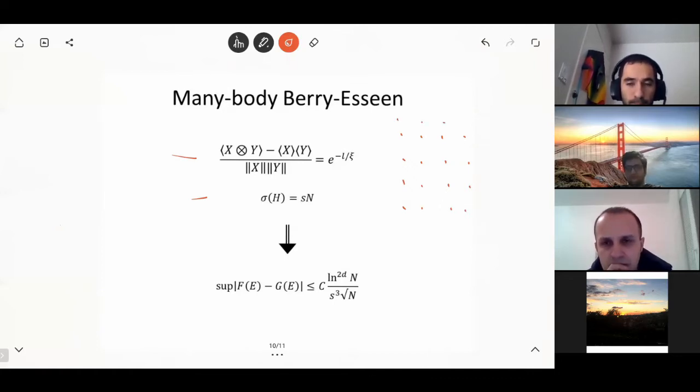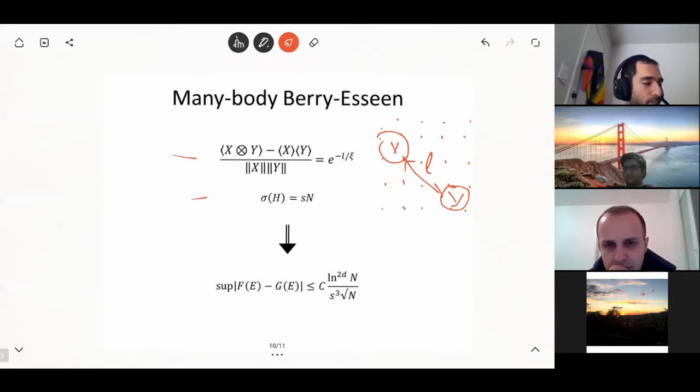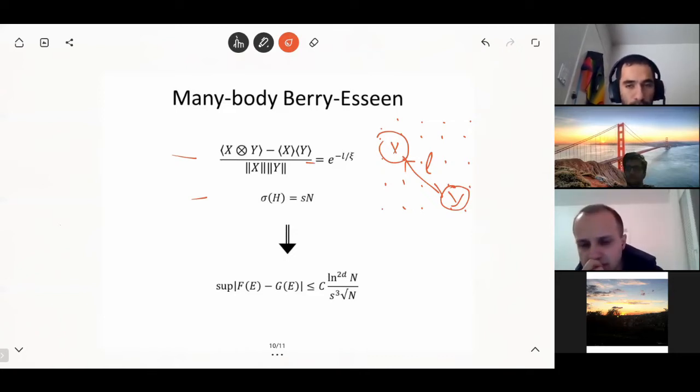And then you have, let's say, two regions. This is region X, and this is region Y. You have two operators, X and Y, on these regions, and the distance between these regions is L, suppose. Now, if I calculate this quantity, X times Y, and take the average over the global thermal state of the lattice, subtract the product of local averages, and normalize it with the norms of the operators X and Y defined on regions X and Y, then this object decays exponentially with the distance.